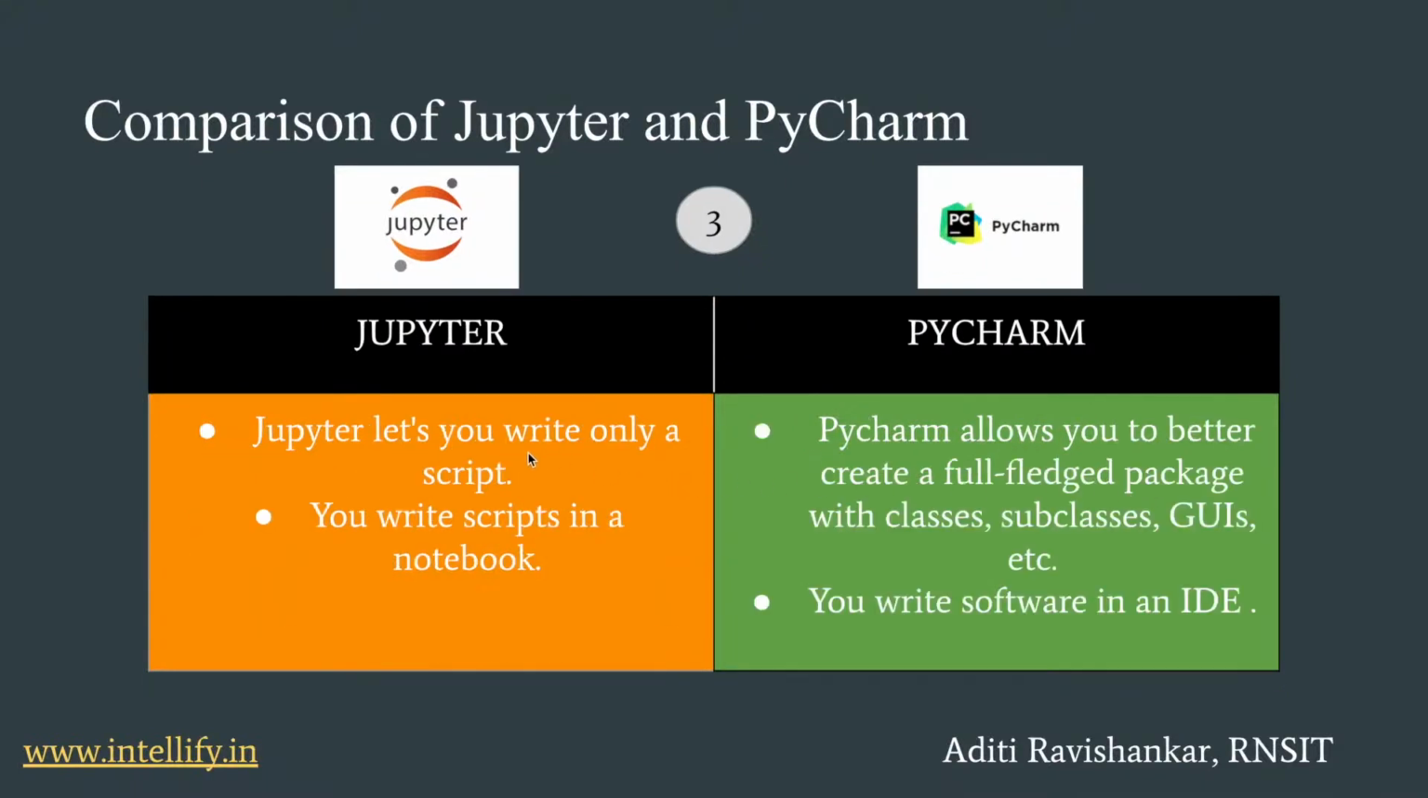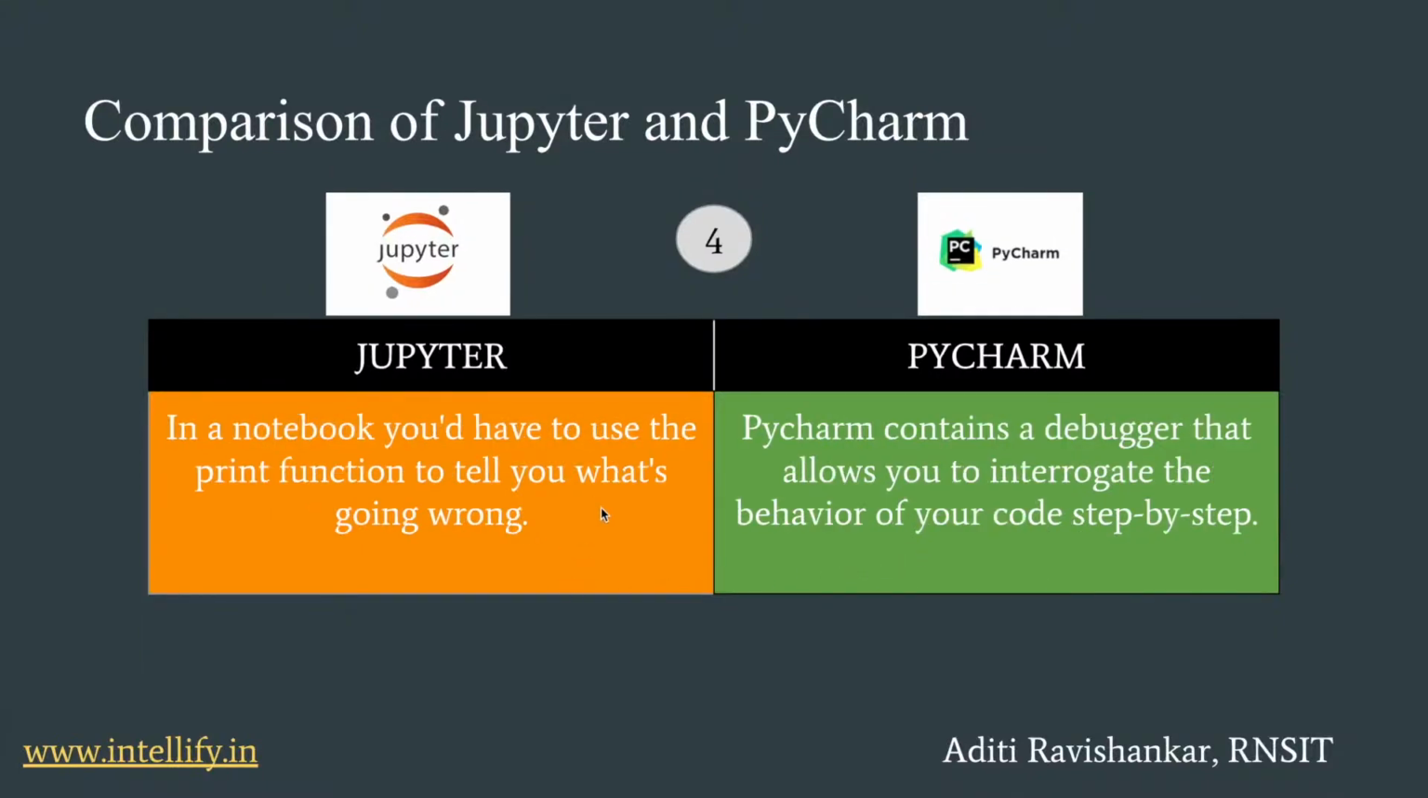3. Jupyter lets you write only a script. You can write scripts in a notebook. Whereas PyCharm allows you to create a full-fledged package with classes, subclasses, GUIs, etc. You can write software in an integrated development environment. 4. In a notebook, you would have to use the print function to tell you what is going wrong. But PyCharm contains a debugger that allows you to interrogate the behavior of your code step by step.